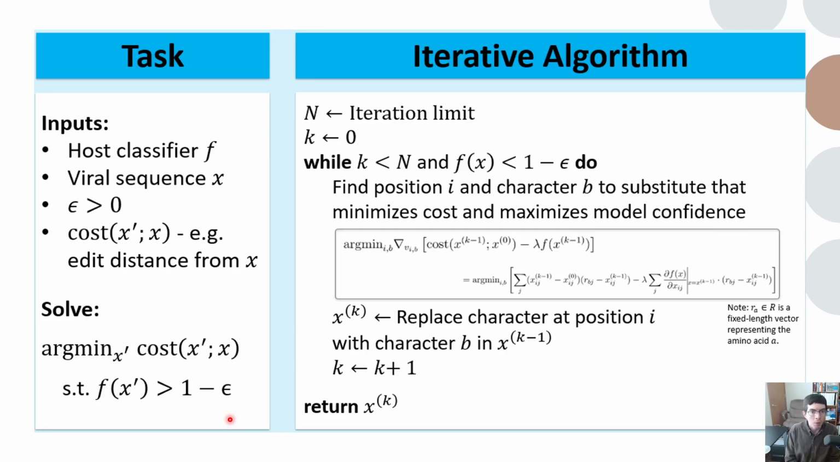Adversarial mutation involves using that host classification model to carry out a search for high-risk mutational variants of query sequences. Given a query sequence X, the task is to find a sequence X', which is a mutation of X, that minimizes a cost function and has model confidence above a specified threshold. To do this, we currently use an iterative algorithm inspired by prior adversarial machine learning work in the text domain.